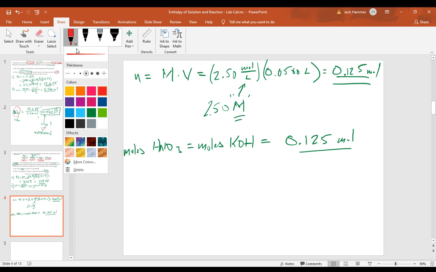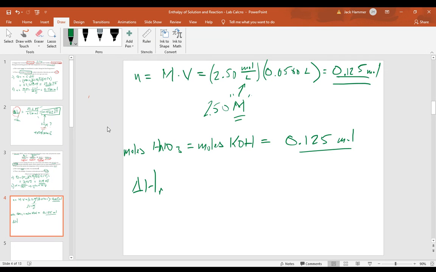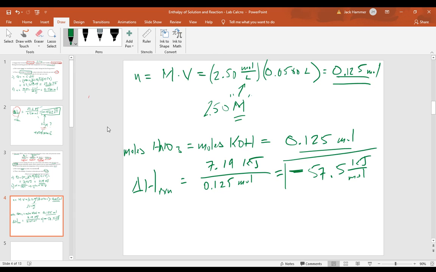All right, let me change this back to green. All right, so our enthalpy of reaction is, we'll take the kilojoule value that we calculated in part A, and now we're going to divide that by the number of moles that reacted to produce that amount of energy. And when you do the calculation, you should get 57.5, and that's kilojoules on top over moles on the bottom. And since it's an exothermic reaction, you have to have that negative sign in front.